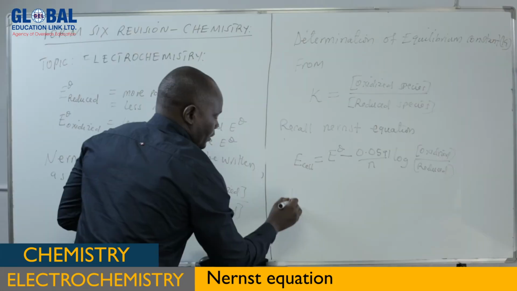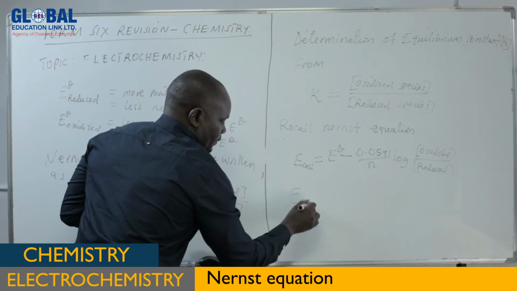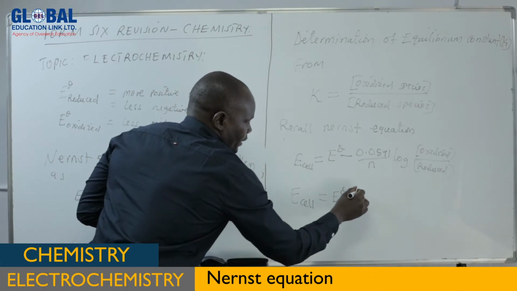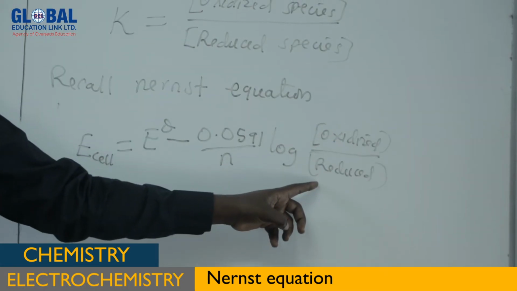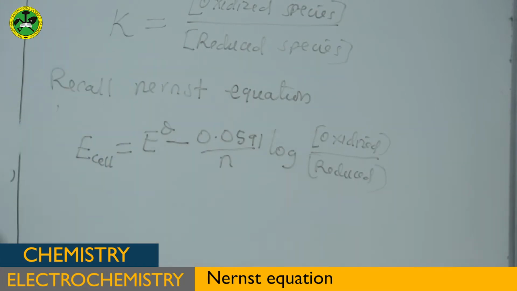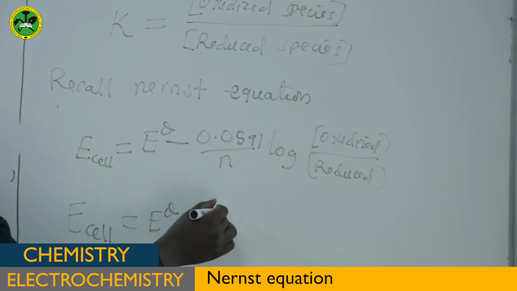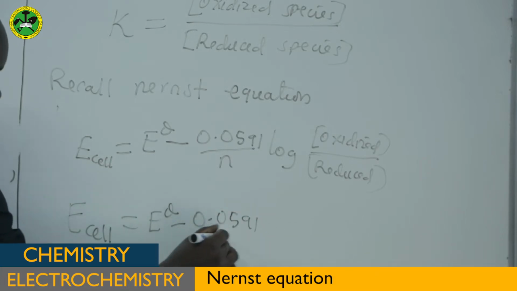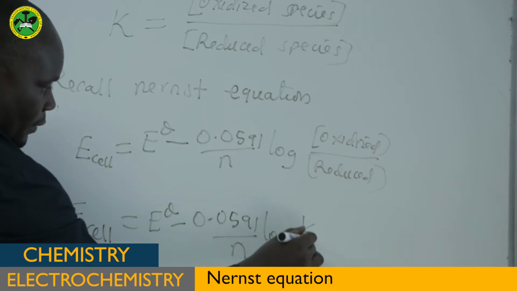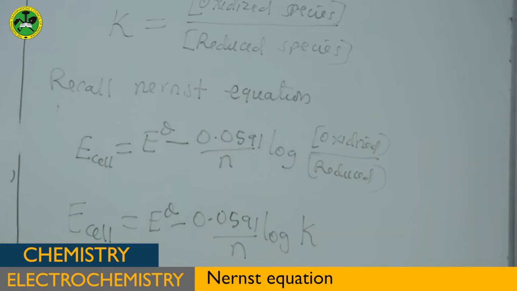So the E of a cell will be equal to the standard electrode potential of a cell minus 0.0591 over n, then log of K, which is our equilibrium constant now. So let us make the equilibrium constant the subject, because that is the one we are now looking for. Now, make K the subject.